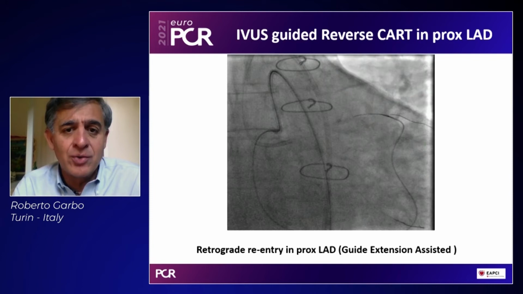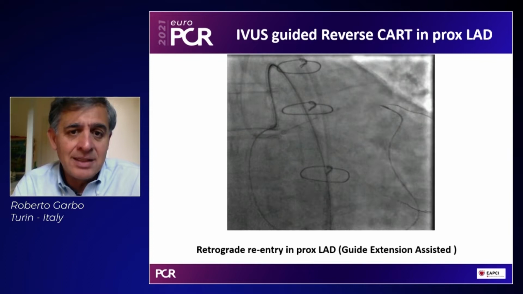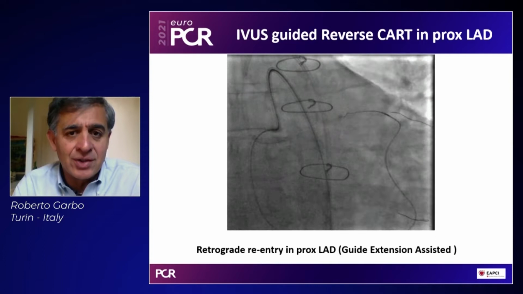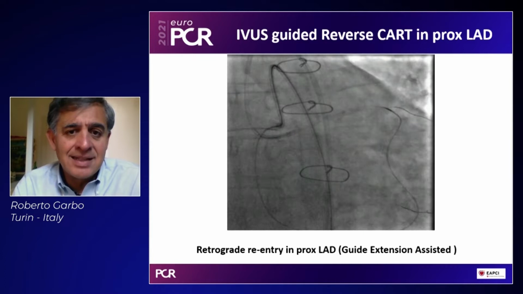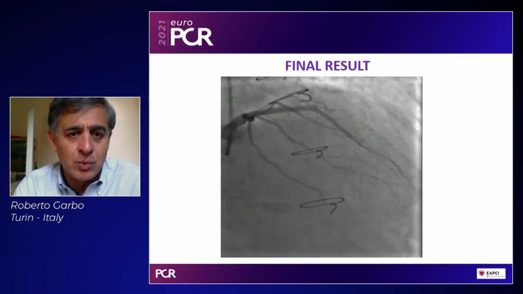see here, in a much safer way, because in this situation, if you re-enter in the proximal LAD, you save the circ, the bifurcation. This is really important to keep in mind. So in this case, guide extension was essential to save the procedure. This is the final result with the opening on the circ also.